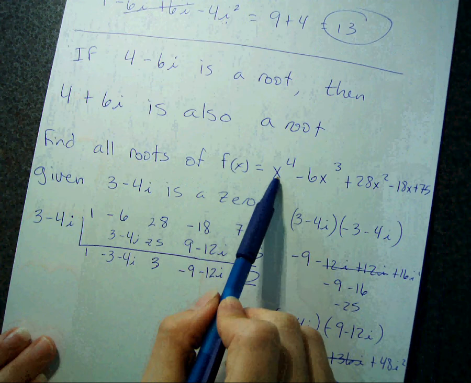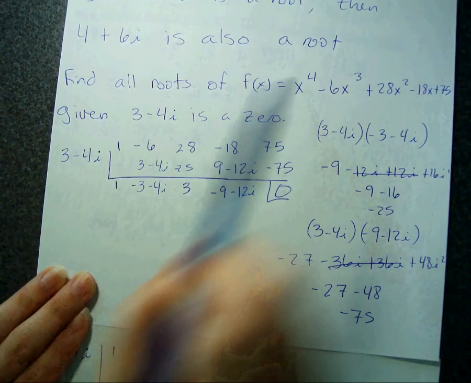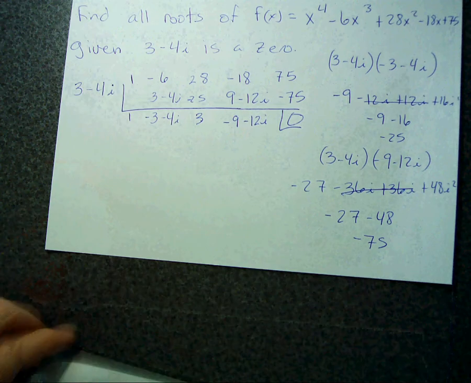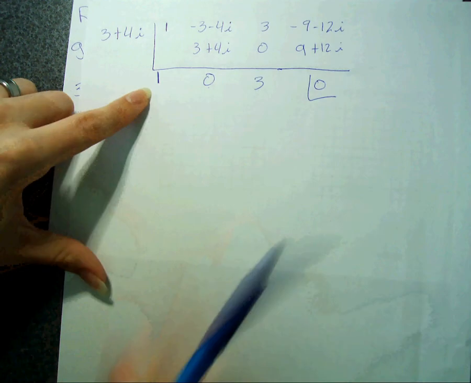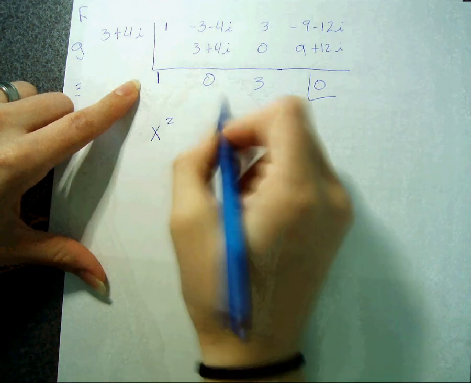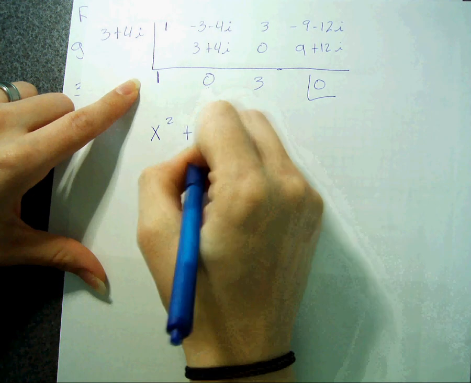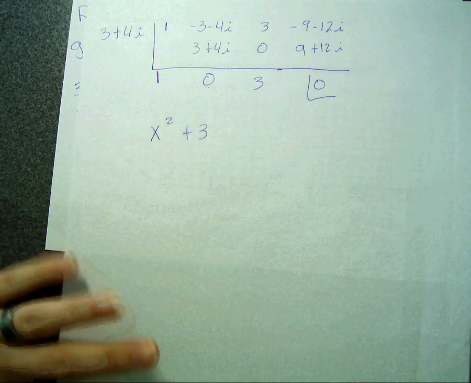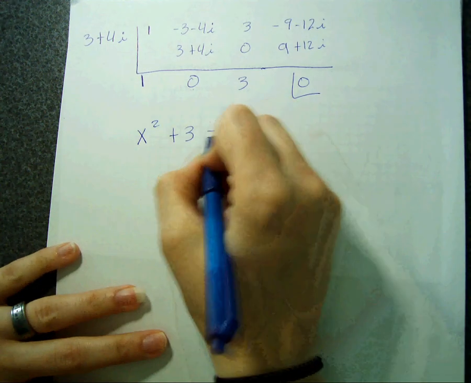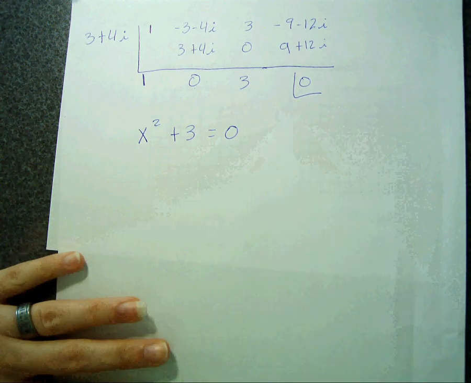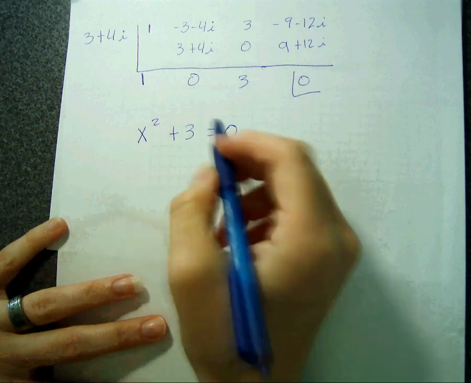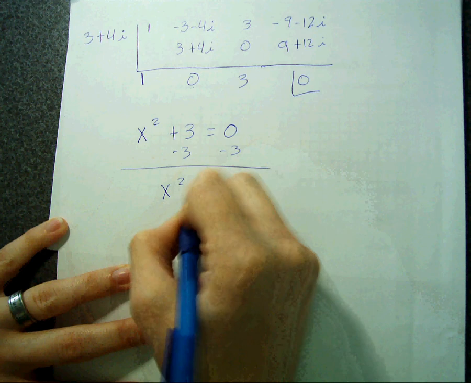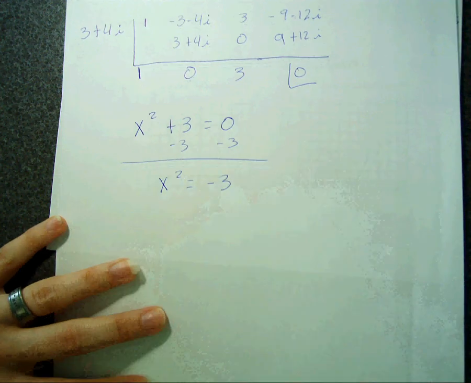I started with x to the fourth. Synthetic division once with a root gave me x to the third. One more time with a root gives me x squared. So I end up with x squared plus 0x plus 3. This is a quadratic that I can solve. I could go the long way and do the quadratic formula, or since I don't have a middle term, I can just set it equal to 0. Subtract 3 from both sides. I get x squared equals negative 3.